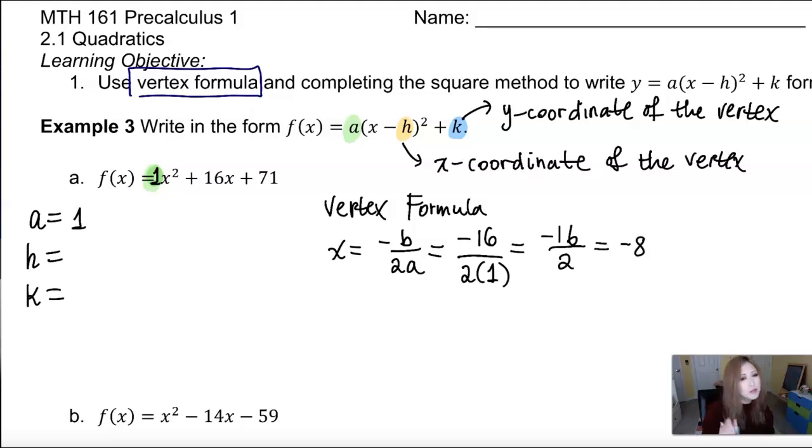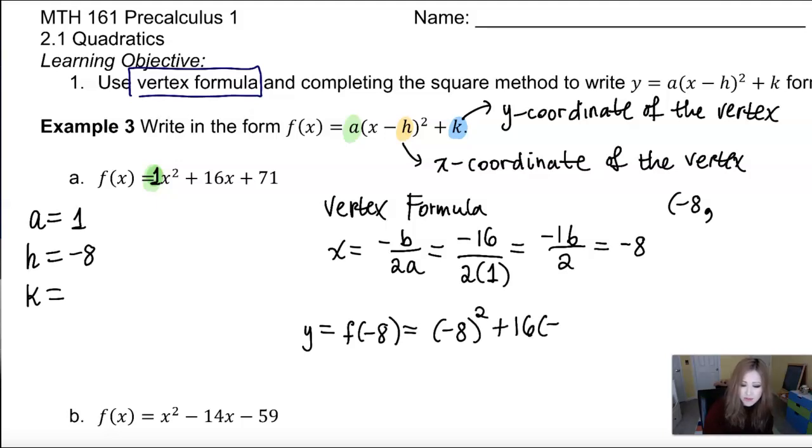All right, not only is this the x-coordinate of the vertex, what we can say is that this is the h value. So put negative 8 for h. Now let's find the y value. How do we find the y value if you have the x value? We plug it into the function. So y is equal to f of negative 8. You plug in negative 8 into the function. So we will have negative 8 squared plus 16 times negative 8 plus 71.